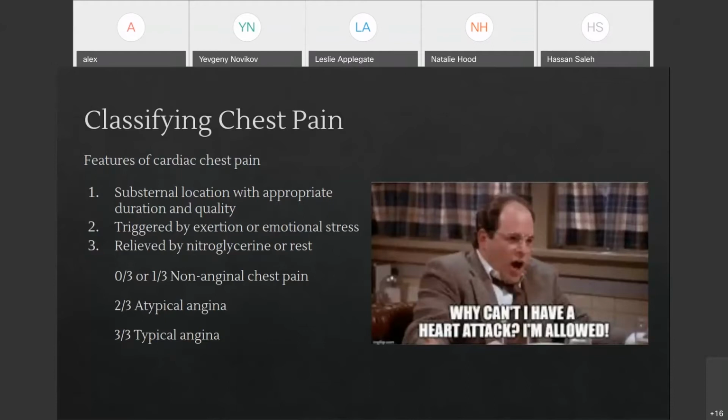One of the kickers with relief by nitro or rest is it should work in minutes if it's going to work. The people who come in and say, "Oh, I took a nitro, in 45 minutes my chest pain got better," it probably wasn't the nitro that did that. So, out of these criteria, if you have zero or one of them, it's classified as non-anginal chest pain. If you have two of them, it's atypical angina, and then three are typical angina.